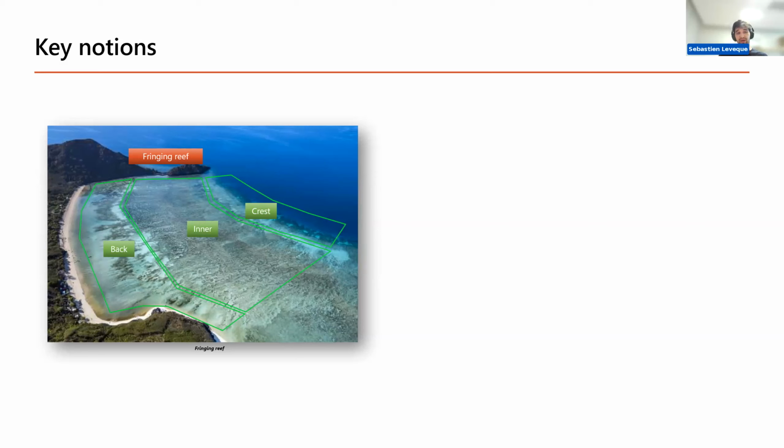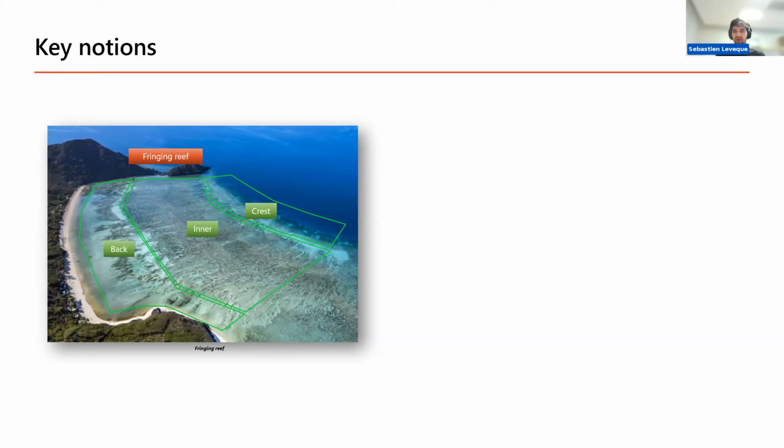Usually in this kind of fringing reef, the back and the inner parts of the reef are exposed at low tide, so they're exposed to direct air and sunlight as well, while the crest of the reef is usually still underwater, even at low tide.